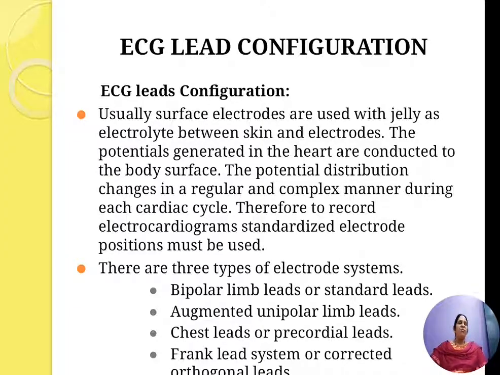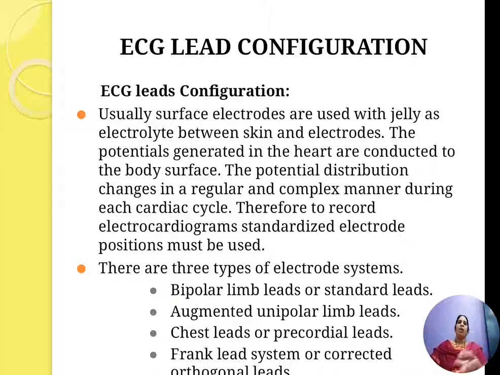The potentials generated in the heart are conducted to the body surface. The potential distribution changes in a regular and complex manner during each cardiac cycle. Therefore, to record the electrocardiogram, standardized electrode positions must be used. Therefore, we have 3 types of electrode systems for recording the ECG.